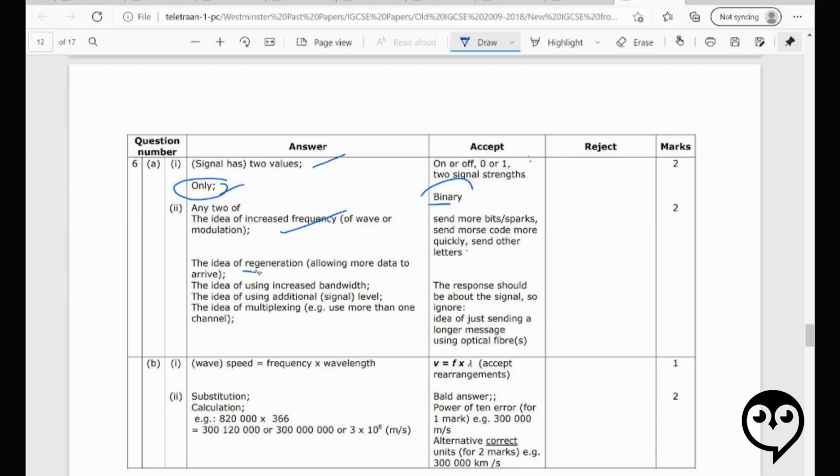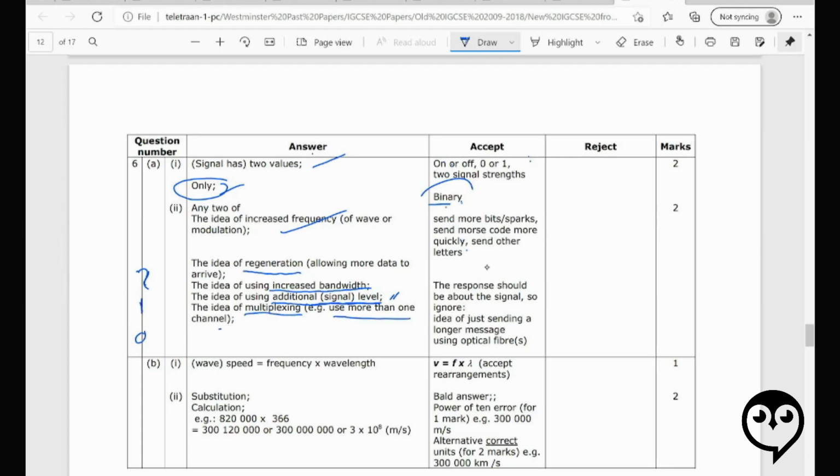They've got regeneration, using increased bandwidth, additional signal level. So you can have 1, 0, or 2. See, because that can be digital. A digital signal doesn't need to be binary. In this case, our digital signal was binary, but a digital signal doesn't need to be binary. You could have additional signal levels. You could have 0, 1, and 2. You could have done that. Multiplexing, using more than one channel.